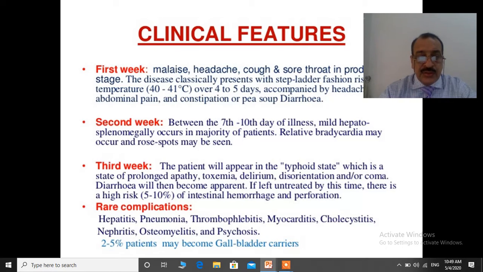Other complications of this disease which can arise in the third week include hepatitis, pneumonia, thrombophlebitis, myocarditis, cholecystitis, nephritis, and of course osteomyelitis and CNS complications like psychosis and many other complications which will be enumerated later on. 2 to 5% of the patients become gallbladder carriers, and of course if they are food handlers, they can spread the disease in the community.